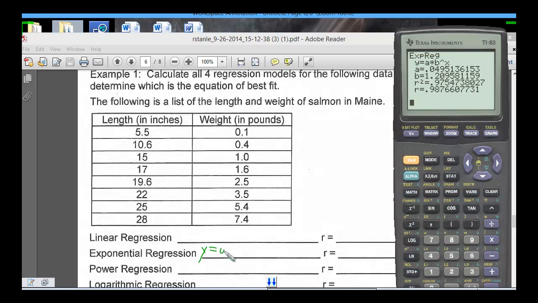Y equals 0.050 times 1.210 raised to the x, and the correlation coefficient is 0.987661.